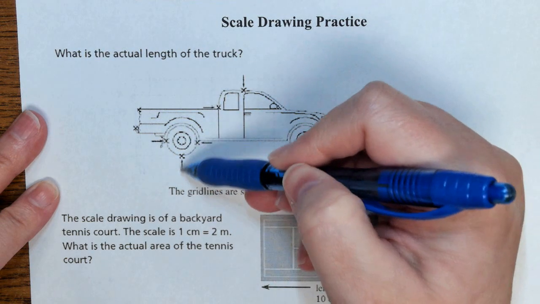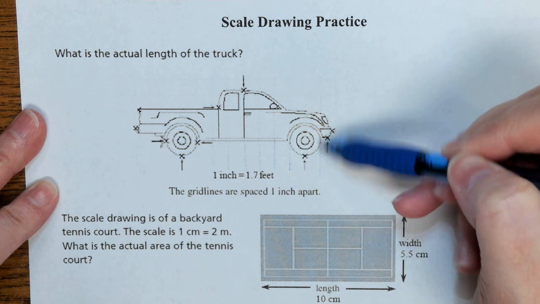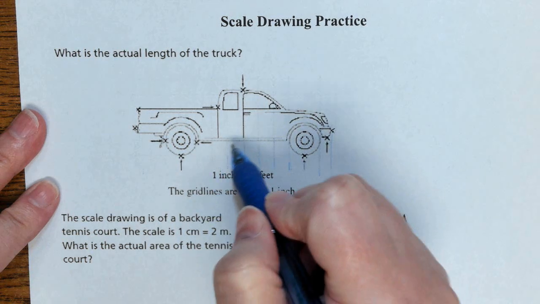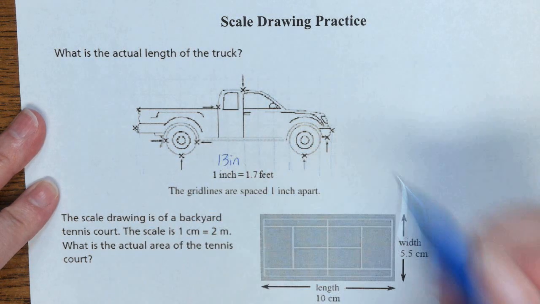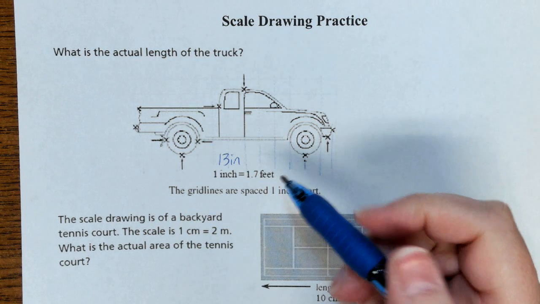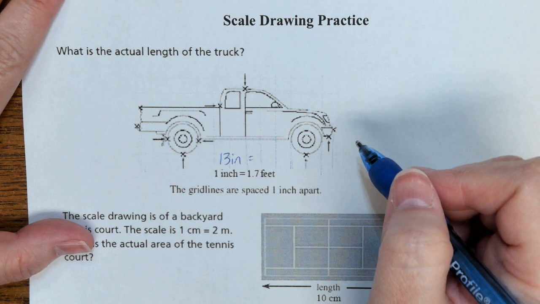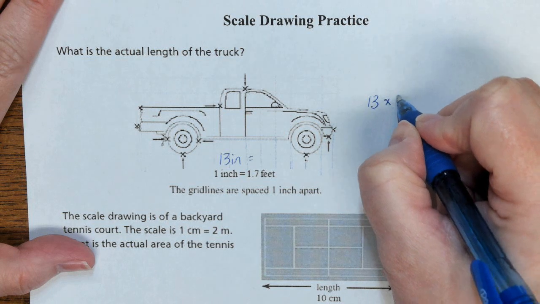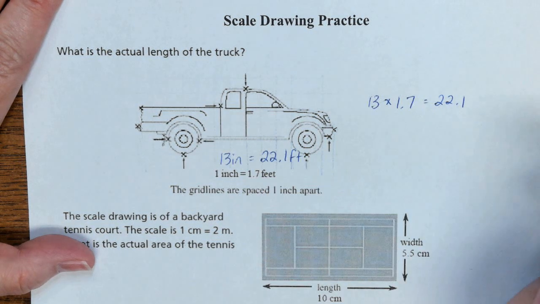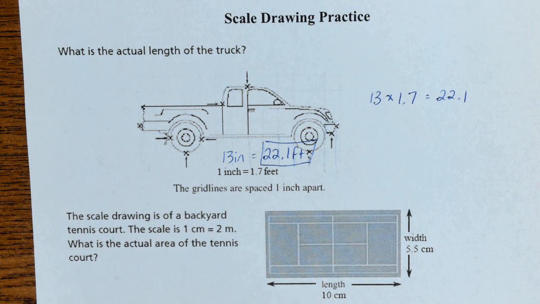So here's 1, 2, 3, 4, 5, 6, 7, 8, 9, 10, 11, 12, 13 grid lines. They are hard to see, so I'm helping you count with that one. So there's 13 grid lines. That means that it's 13 inches, right? Now, if every inch is 1.7 feet, we have to do 13 times 1.7 to get feet. So somebody do that. What's 13 times 1.7? 22.1. So that means that this truck is 22.1 feet long. Okay? That's the answer.